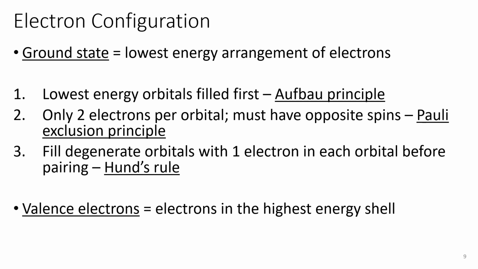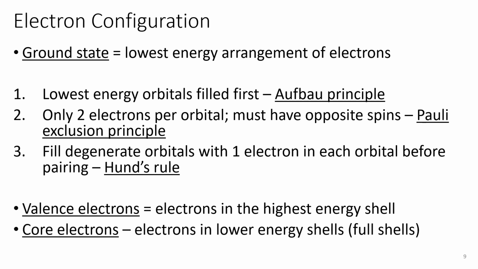Once we have our electron configuration, we can define the types of electrons we have. So one of the types of electrons are going to be valence electrons. These are going to be the electrons in the highest energy shell. These valence electrons are the ones that are going to be used in bonding. So they're the ones that we want to be easily able to define.